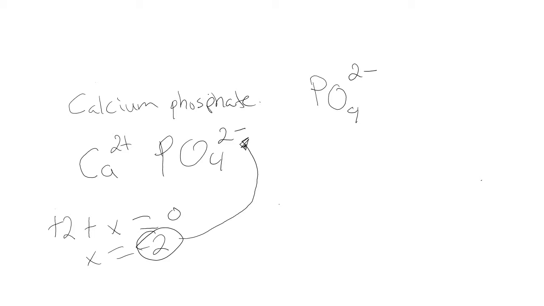So then what is our molecular formula going to look like? Well, it's going to be calcium phosphate. And there you go. And that's an ionic compound with a polyatomic ion.